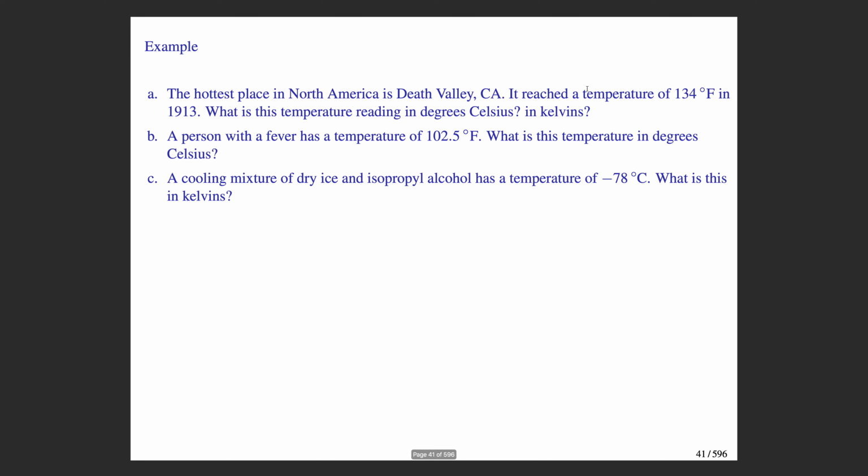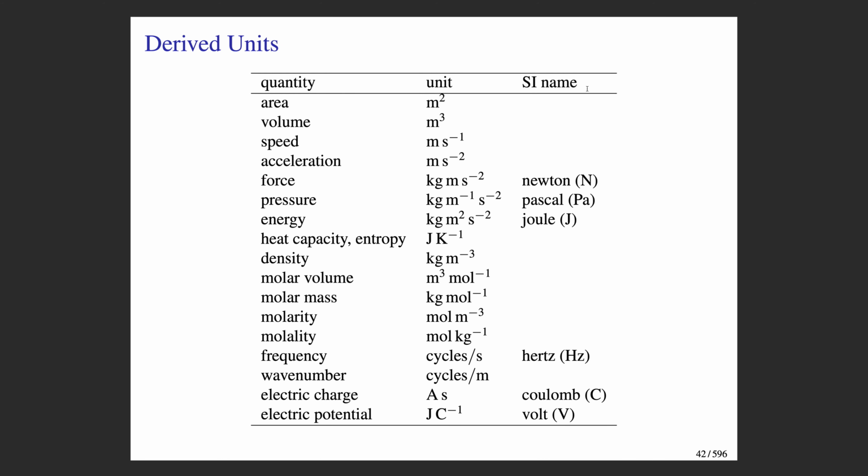On this slide, what I'm presenting are different derived units. You can use the base SI units and combine them in different ways to give you new units. If you take meters squared, that gives you the quantity area. If you take meters cubed, that represents a volume. Meters per second, so meters divided by seconds, gives you a speed. Meters per second squared is an acceleration.